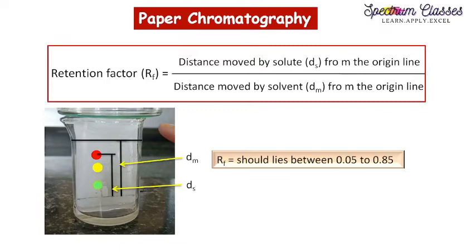So here, to have the separation for a mixture of components, we should have a retention factor between these two solutes of at least 0.05 to 0.85. Otherwise, it is not possible to have the resolution here. So in this manner, paper chromatography works.